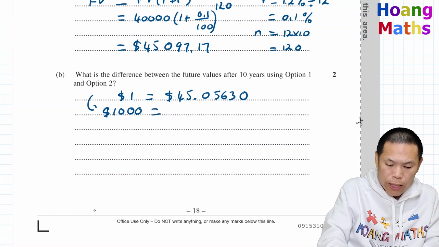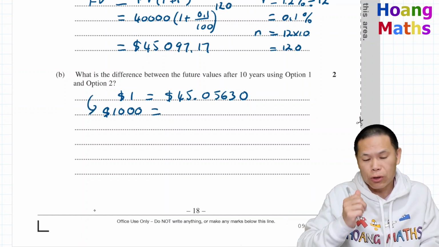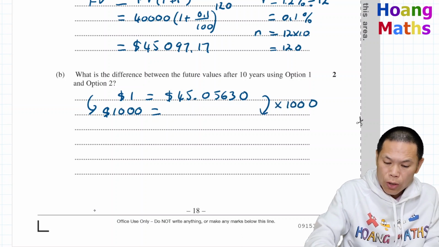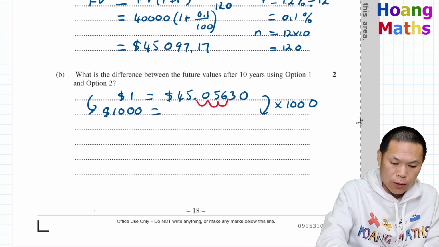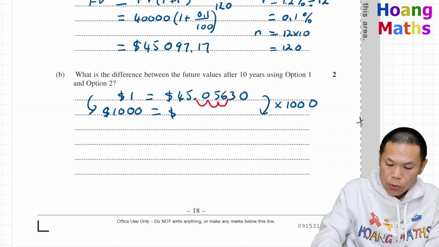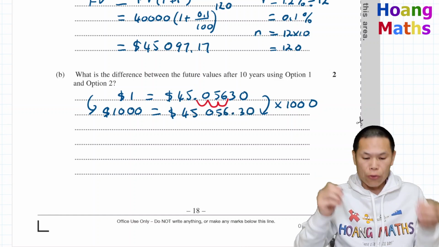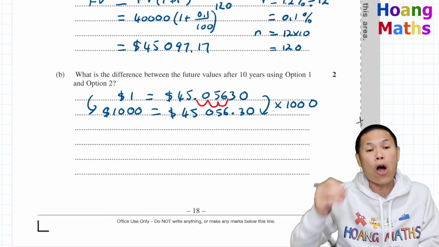So from here to here, we times by 1,000. So therefore, this also needs to times by 1,000. So what I do, I just move the 0. 1, 2, 3. So the money will equal to $45,056.30. So there you go. That is the future value for option 2.